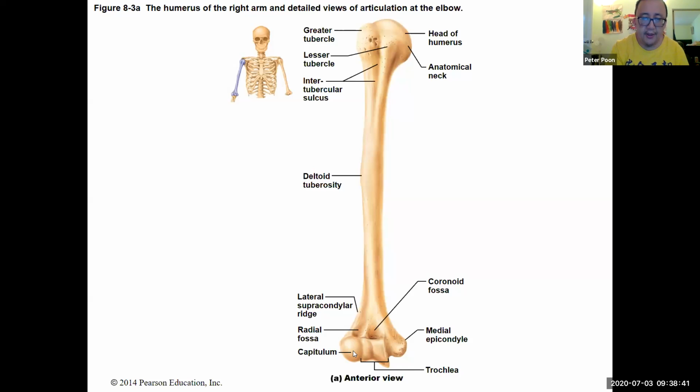This side is where the radius will attach, the head of the radius. Head is capital, so capitulum is where the head attaches. And that head is the head of the humerus. This trochlea will be actually the ulnar.